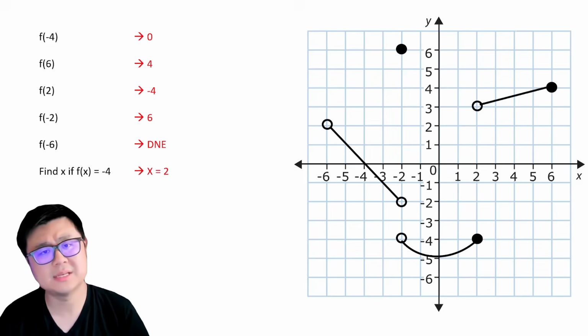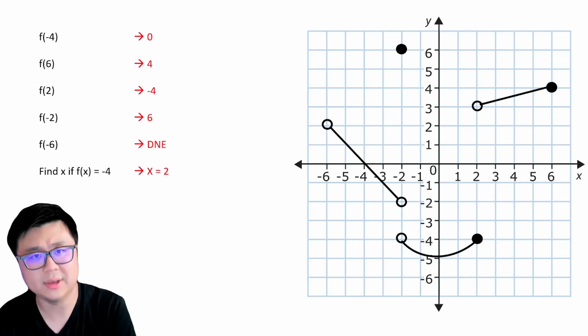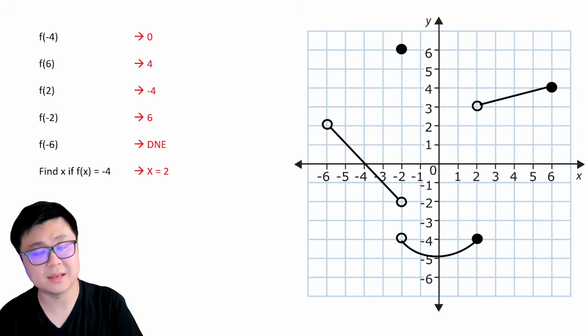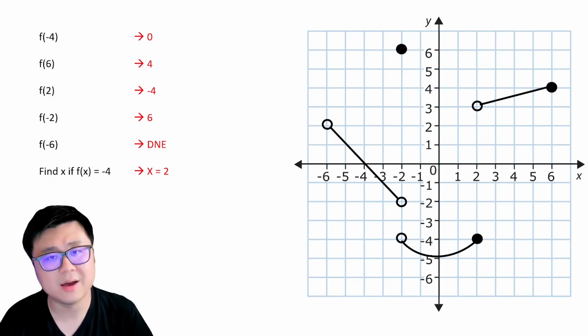Lastly, let's see how we can represent some of these as coordinates of a point. So the very first question here, f of -4. We know that the x value is -4. And we just figured out the y value is 0.